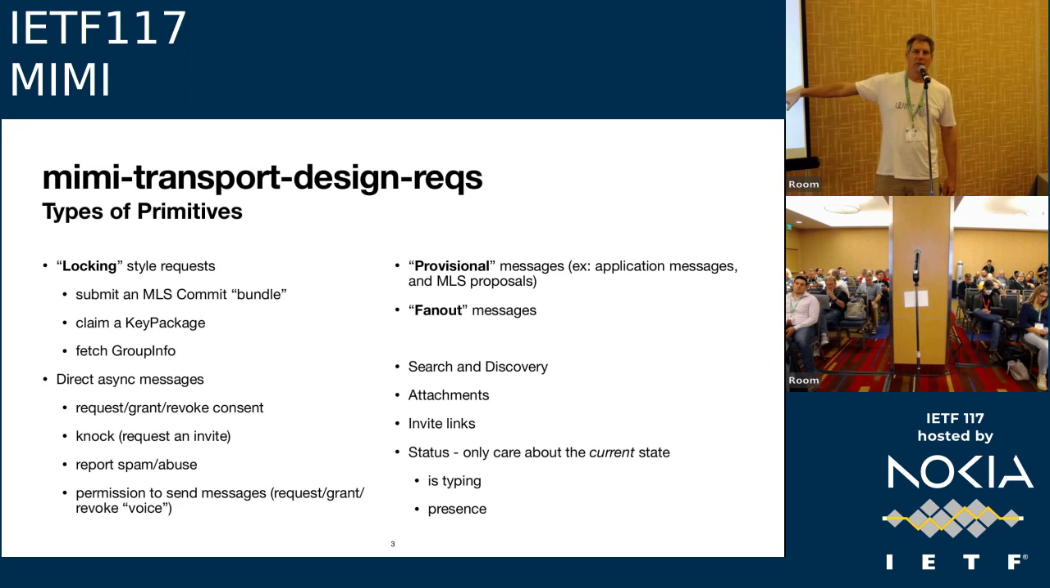Jumping over here, then we have things which are status, where we don't really care about, I could have sent status changes, I'm available, not available, available, not available, 17 times. And the only thing that people care about is the most recent copy of that. That has different transport properties. And then there are 3 extra little things that I included in this draft: some unique properties of search and discovery, some properties of attachments, and some properties of invitation links. Next slide, please. Let's hear from Jonathan first.